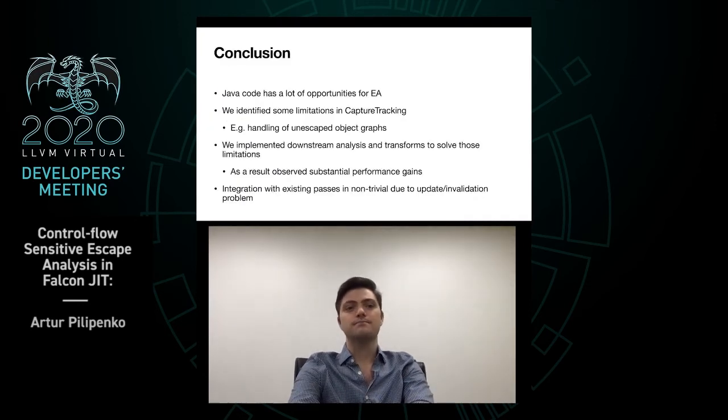To summarize, Java code has a lot of opportunities for escape analysis. We started working on these opportunities, and we used capture tracking as the underlying analysis, but we identified some limitations. For example, it turned out to be very important for Java to handle unescaped object graphs. So later we implemented downstream analysis and transforms to solve these limitations, and as a result, we observed noticeable performance gains. But because we implemented it downstream, integration with existing passes is now non-trivial, mainly due to the update and invalidation problem.